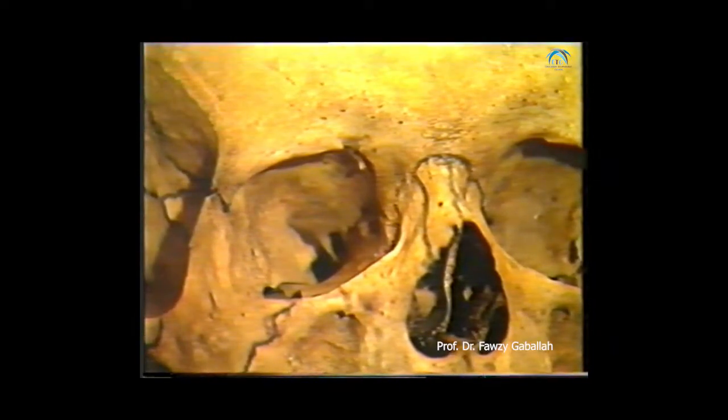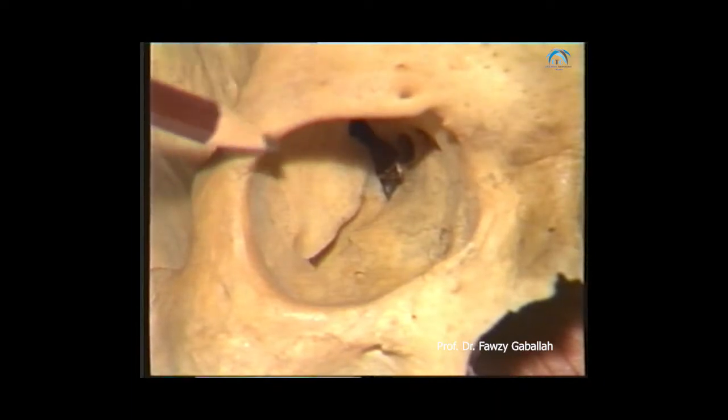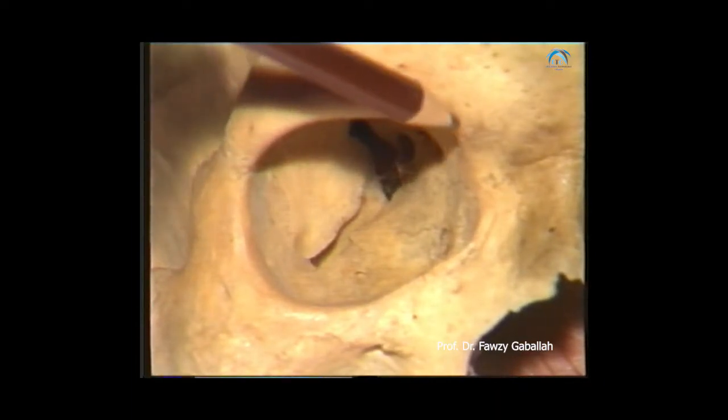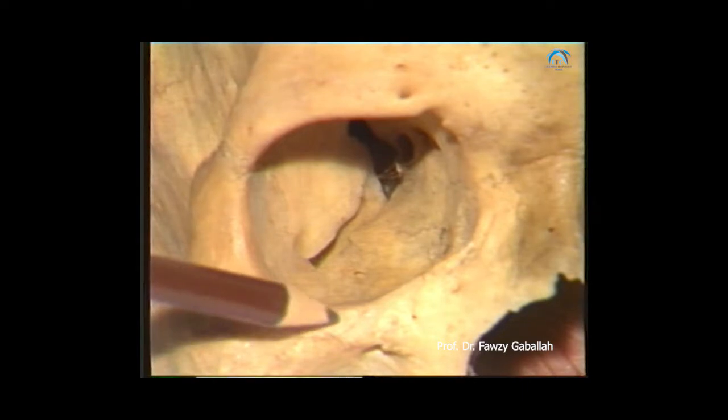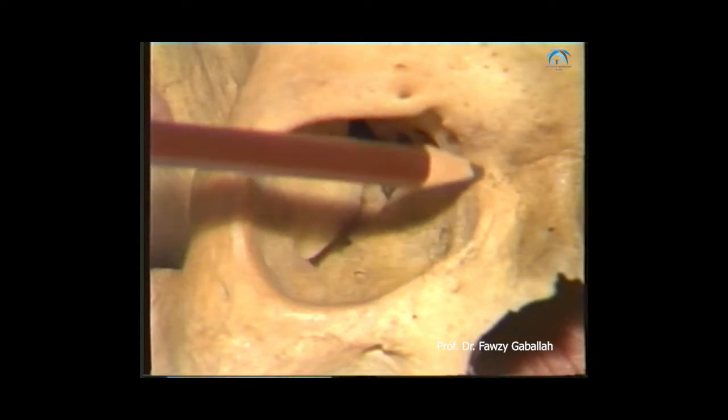This is the orbit. It is pyramidal in shape, having a base that opens on the face, and an apex which opens into the cranial cavity. The base of the orbit has four margins: the superior, inferior, medial, and lateral.